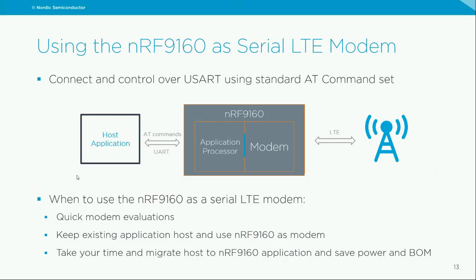It also gives you the possibility to spend more time to migrate your host application to the 9160. So if you have really urgent time to market needs for your first cellular product, you can take the 9160 and use it as a modem in the first phase, and then later integrate your code on the same SKU and start to port over more and more of your functions to save power and bill of material versus a split architecture like this.